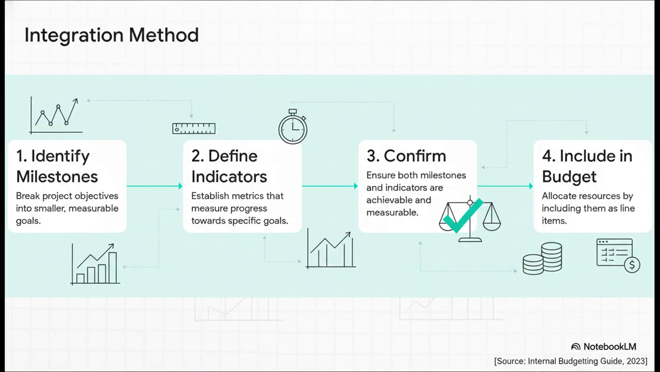So how are these tools formally integrated? The process involves 4 steps. First, identify the project milestones. Second, define the corresponding performance indicators. Third, it's crucial to confirm that both are achievable and, importantly, measurable. And finally, they must be included as line items within the budget to ensure proper resource allocation.